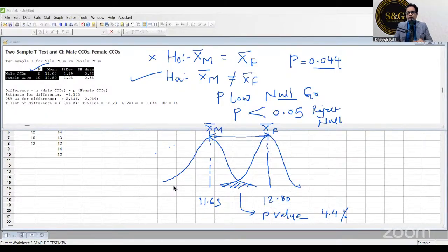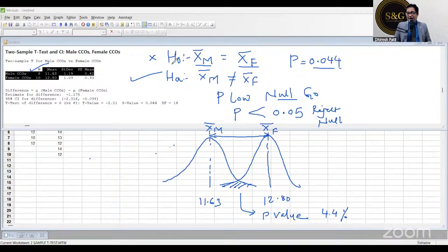Okay, so let's try to understand what we are checking here. They have taken the data of call center employees. Are the male call center employees better at closing the call, or are the female better at closing the call? That is what they want to check. Is gender playing any role here? So they collect the data of male and the data of female. x bar m is for the male data, x bar f is for the female data.